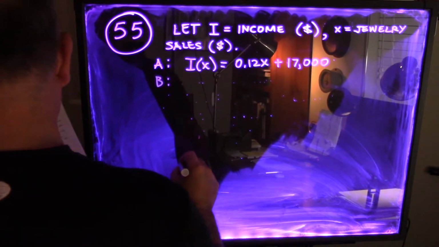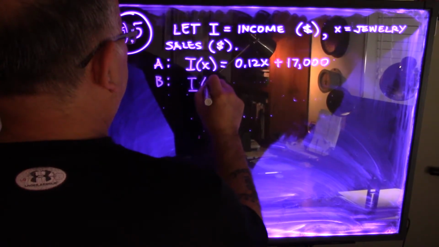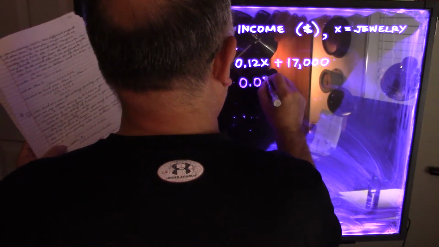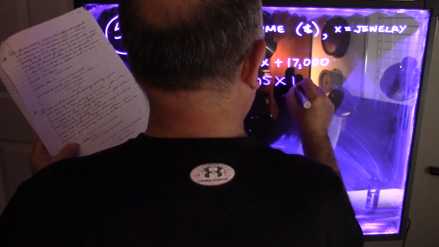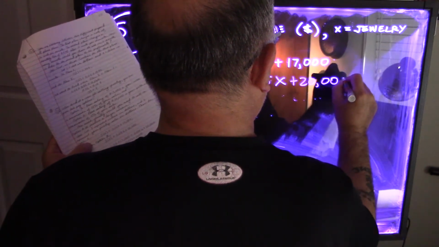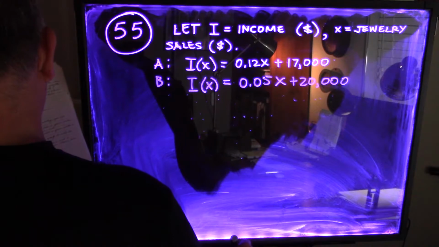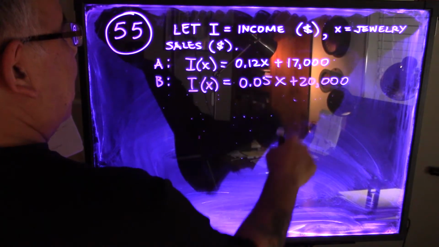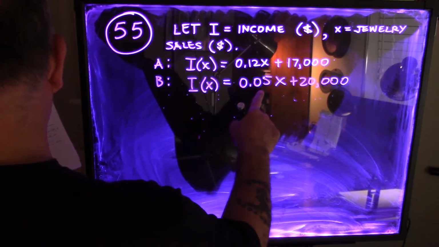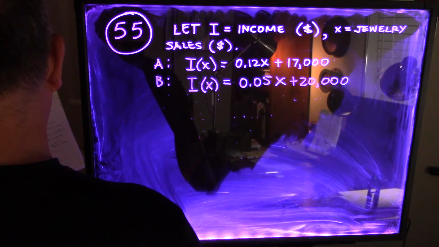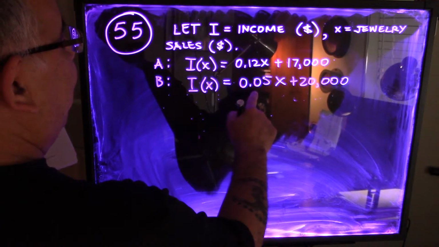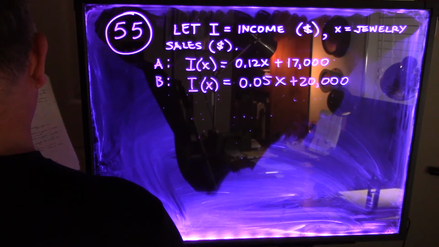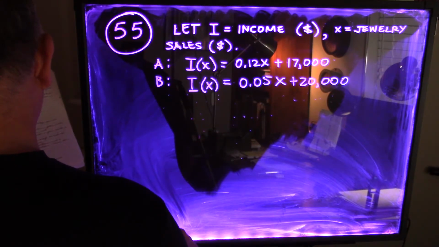And for B, we've got I of x is equal to 0.05x plus 20,000. So again, option B, there's your base salary of 20,000. That's going to be there whether you sell much or not, and that's going to be your commission: 5% or 0.05 of your sales x. So when does option A get bigger than B?